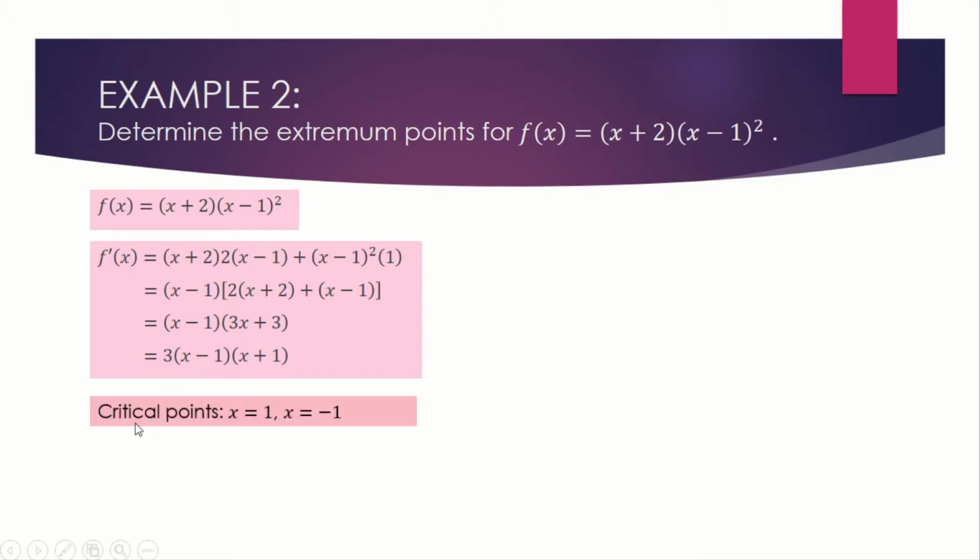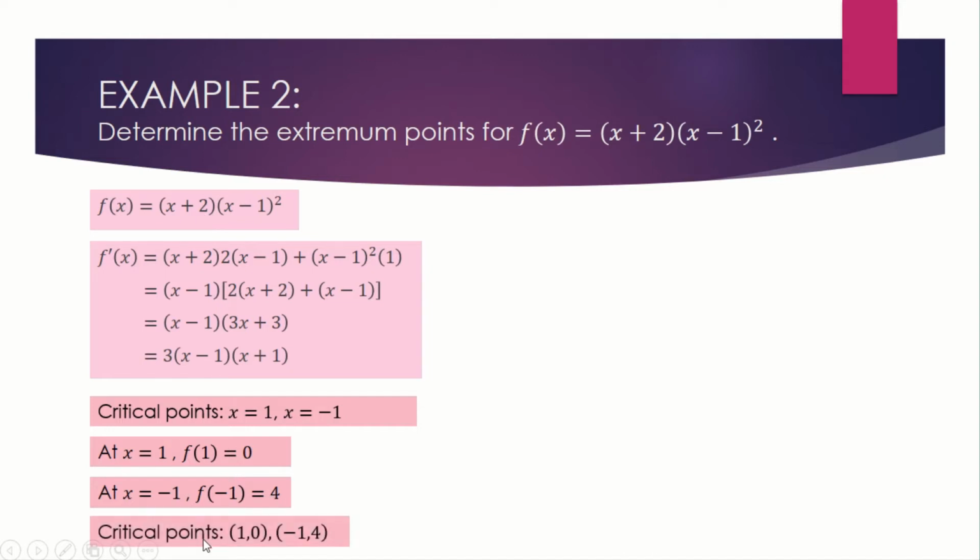Okay, we also get the critical points. If we make f'(x) equal to 0, we get x equal to 1 and x equal to negative 1. So these are the critical points. When x equals 1, if we substitute x equal to 1 in f, we get 0. So f(1) is 0. At x equal to negative 1, we substitute in f(x), so we get f(-1) equal to 4. Therefore, the critical points are (1, 0) and (-1, 4).